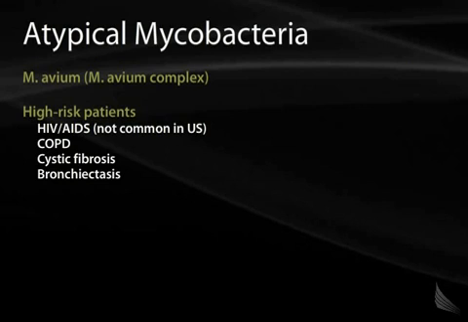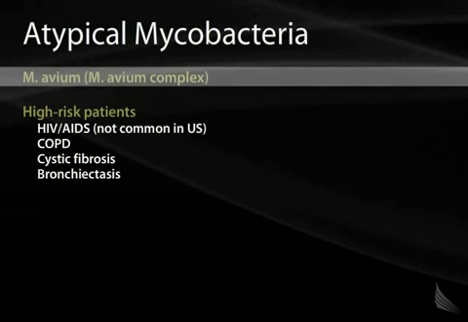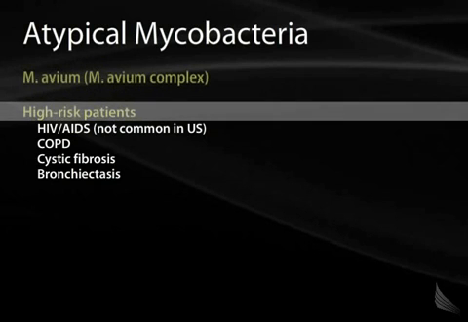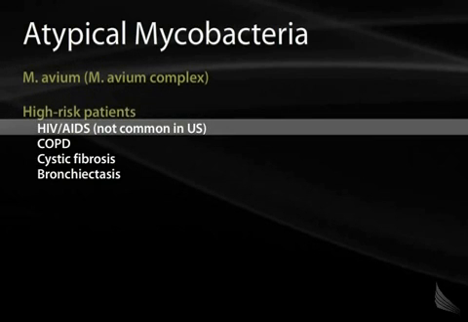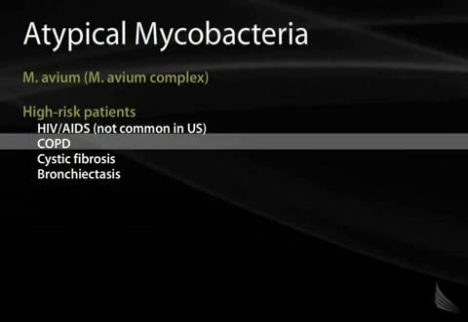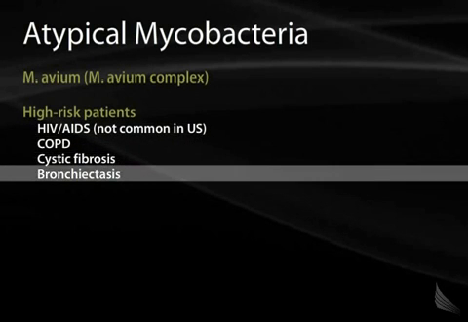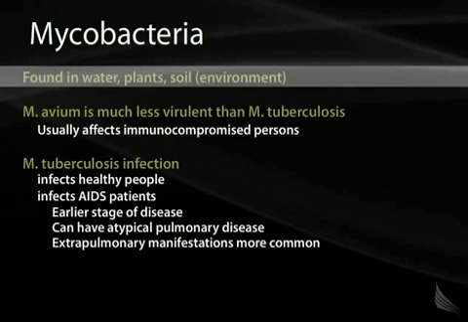Next up is atypical mycobacteria, including the Mycobacterium avium complex. You'll see infections with Mycobacterium avium in higher-risk patients, such as those with HIV or AIDS, COPD, cystic fibrosis, and bronchiectasis. These mycobacteria are frequently found in water, plants, and soil throughout the environment.